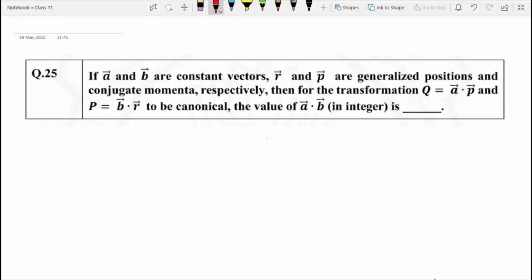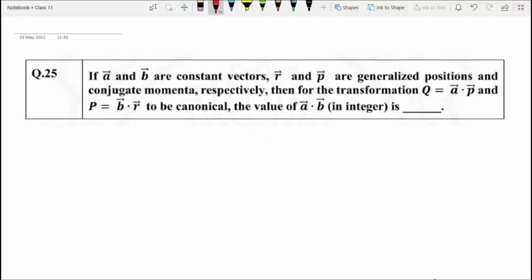If A vector and B vector are constant vectors, R vector and P vector are generalized position and conjugate momentum respectively, then for the transformation Q is equal to A vector dot P vector and P is equal to B vector dot R vector to be canonical, the value of A vector dot B vector is.